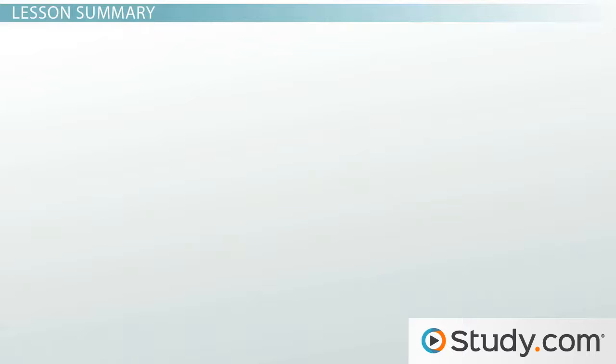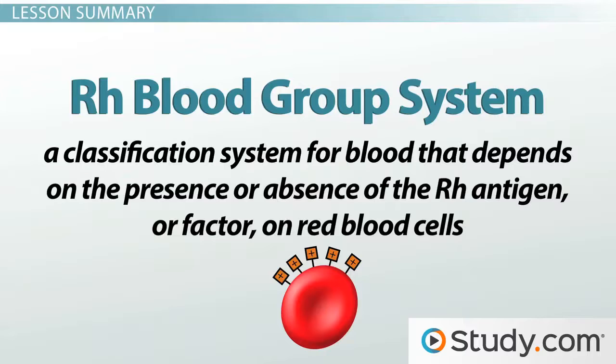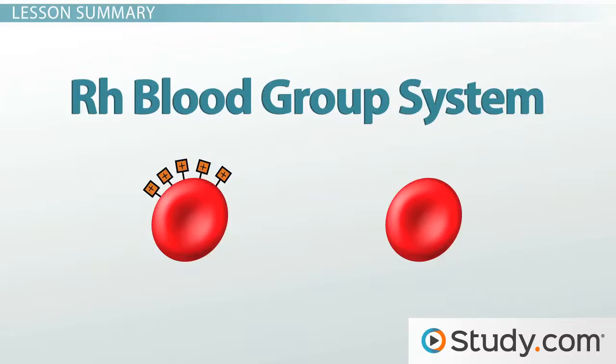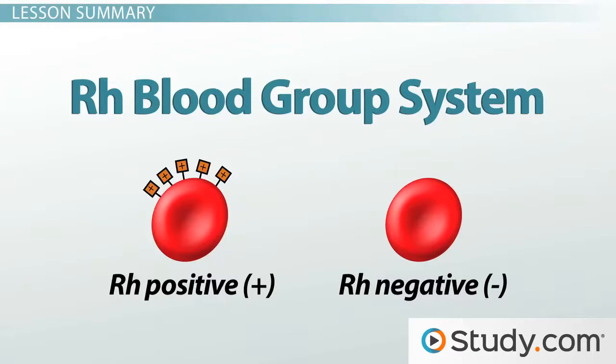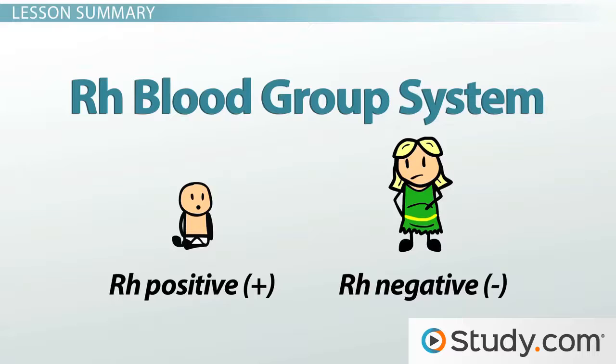Let's review. The Rh blood group system is a classification system for blood that depends on the presence or absence of the Rh antigen or factor on red blood cells. If you have the Rh antigen, your blood is Rh positive. If the antigen is absent, your blood is Rh negative. This is important when we look at a pregnant Rh negative woman who is carrying an Rh positive child. The first such pregnancy is usually fine and results in a healthy child.